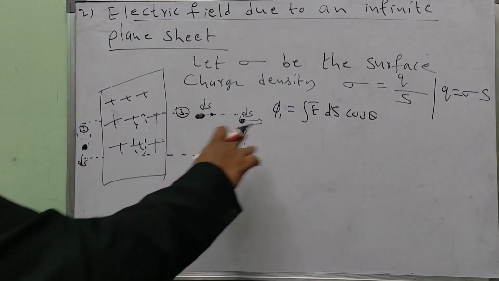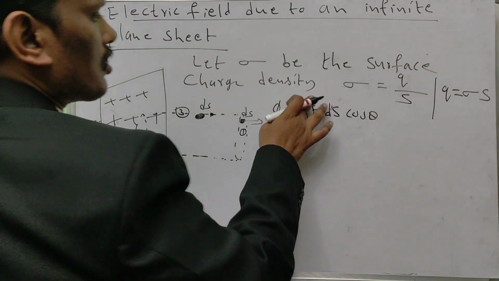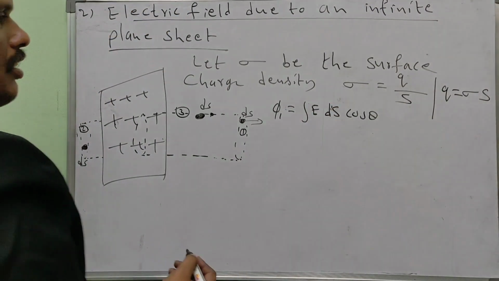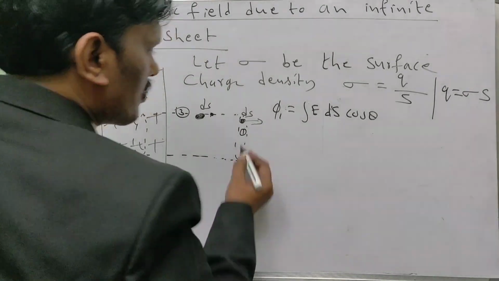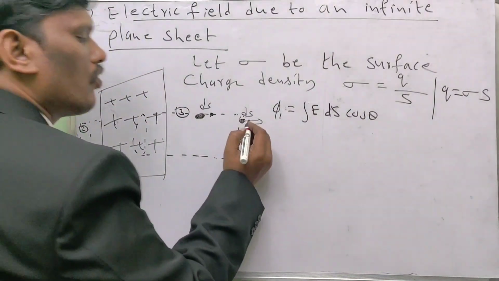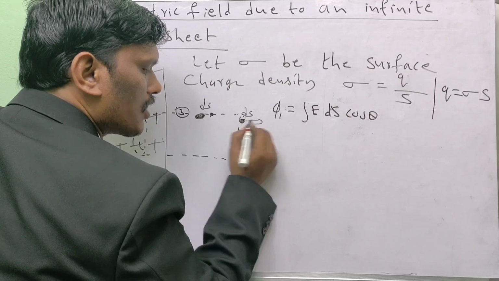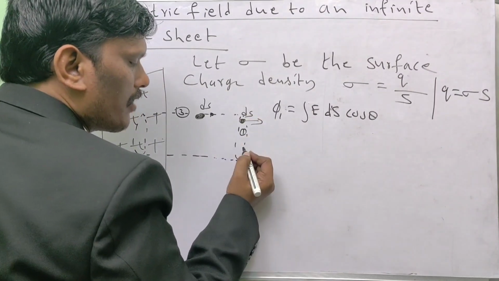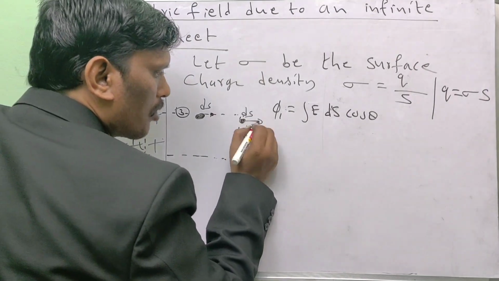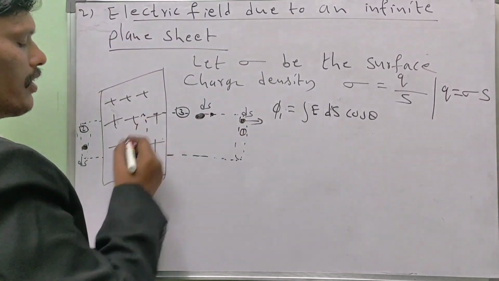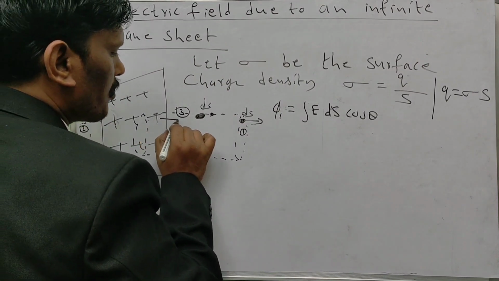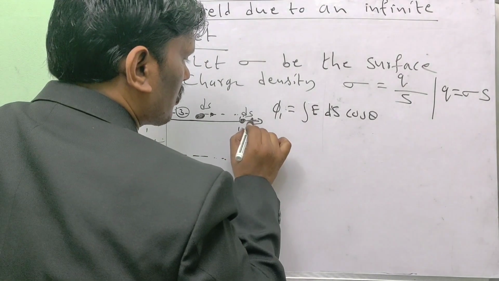That's all. Phi 1 is equal to integral E ds cos theta. Here what is the theta? Angle between E and ds at this surface. What is the ds direction? ds is a vector quantity, the area vector. What is the ds area vector direction? Outward normal drawn at this point. What is the field direction? Positive charge, no? Positive charge means away from the plane sheet like this.